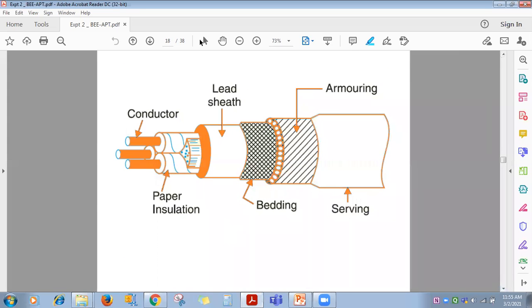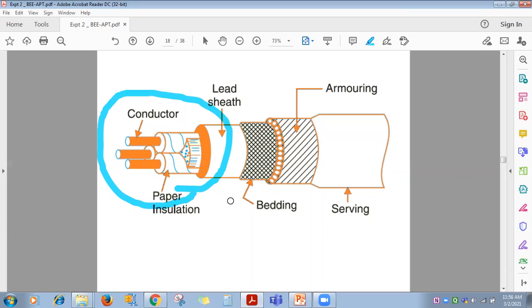Next one is cable. Cables are used for underground transmission of electricity. Wherever overhead transmission line installation is not possible, like in a congested area, in that case you can go for cable. Even in our college, from the control room to every building, 3-phase 4-wire AC supply is given with the help of cable.